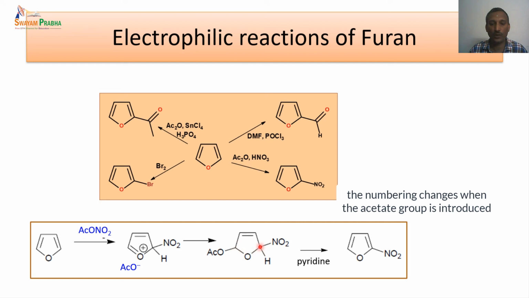So at the 2 position, the ortho position of oxygen, both the nitro group and the OAc minus group are added. So this, on treatment with pyridine, that is the base, eliminates the acetate group to give the 2 substituted nitro derivative.